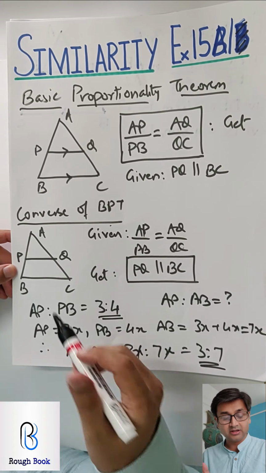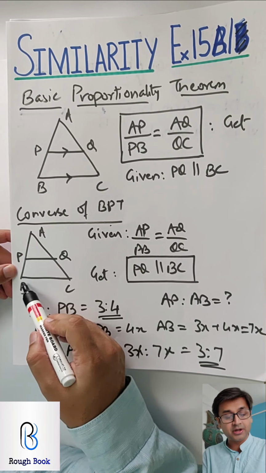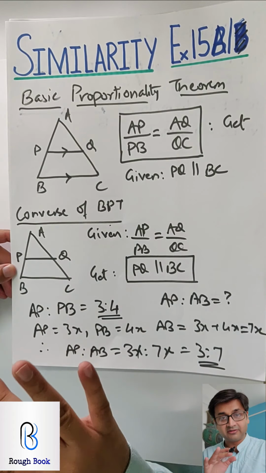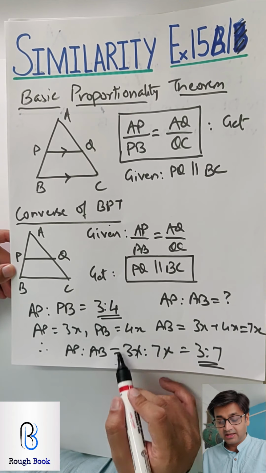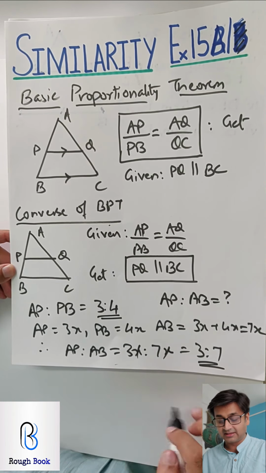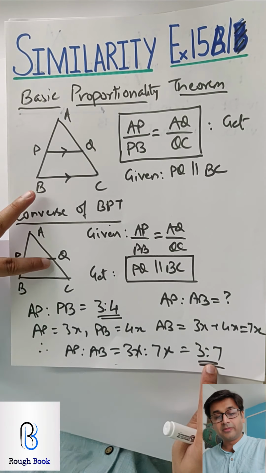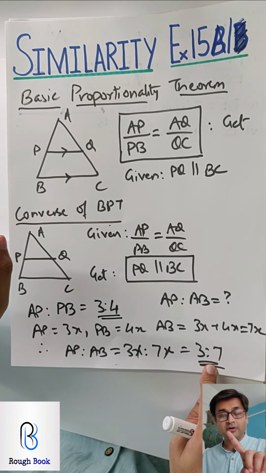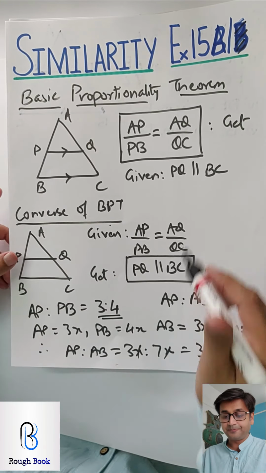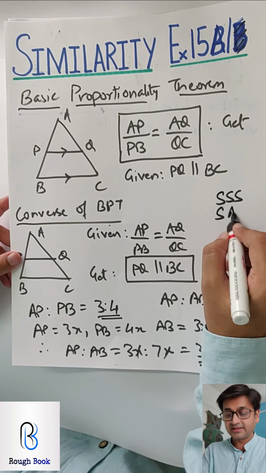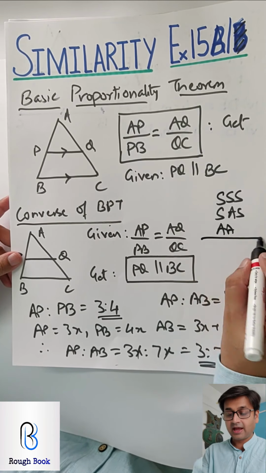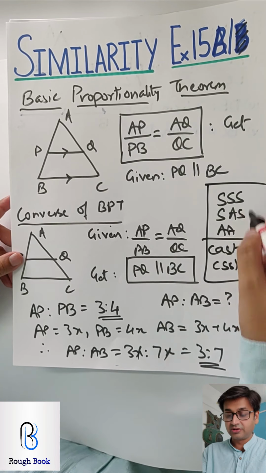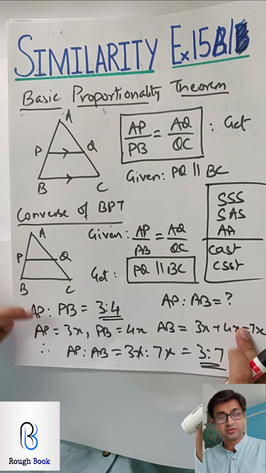So they can ask you anything over here. They can ask you PB upon AB, AP upon PB, AP upon AB. Whatever they ask, if you use the X method, in the end you can substitute the x's, cancel the x and get your answer. So two major things. Apart from that, the two things from the previous video we learned: one was the tests of similarity, SSS, SAS and AA, and the second thing we learned was CAST, CSST. So we are going to use these plus these two things.